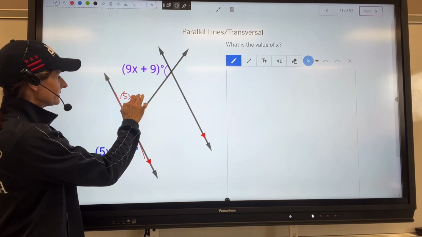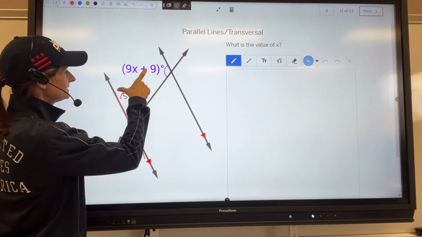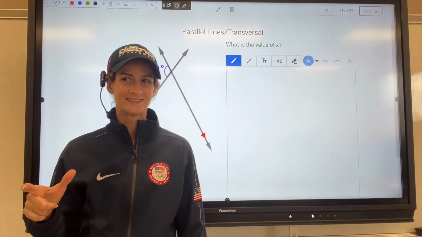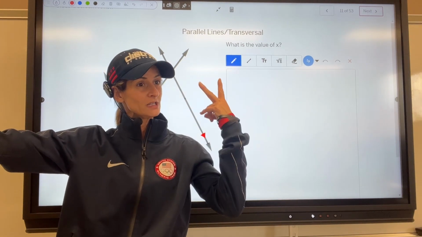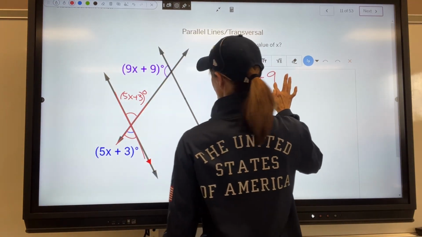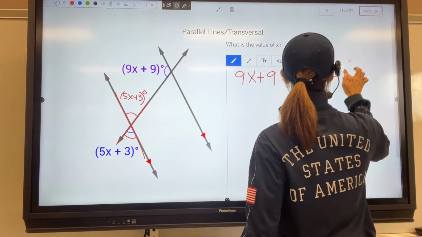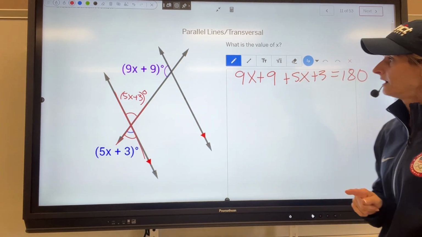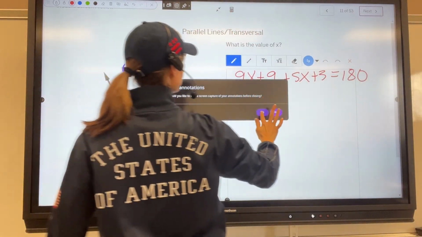5x plus 3 degrees. And now I know these are consecutive interior angles, and consecutive interior angles are what when the lines are parallel? Supplementary. So the equation is 9x plus 9 plus 5x plus 3 should add up to 180. Solve for x. We're going to solve for x after my video. Next problem.